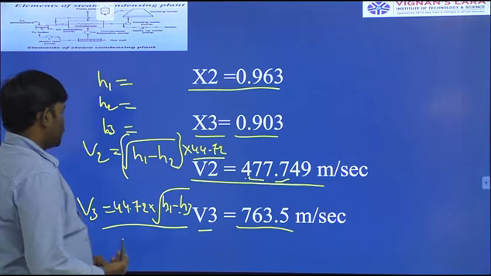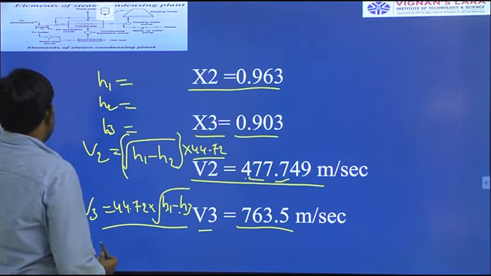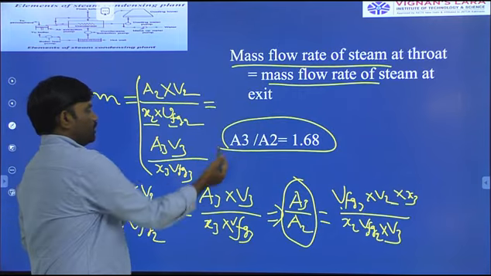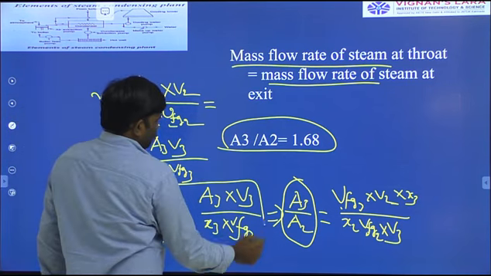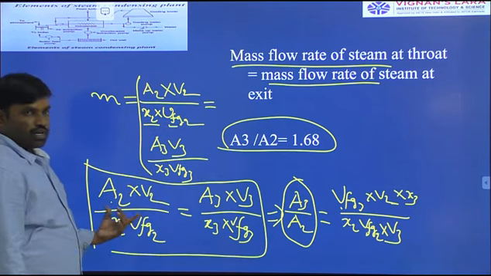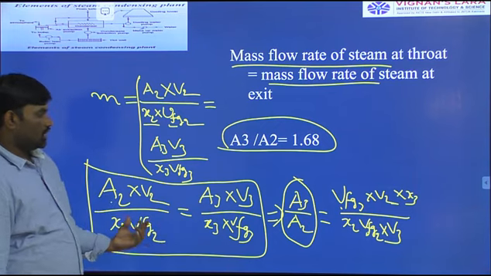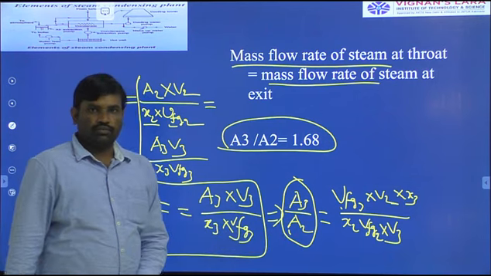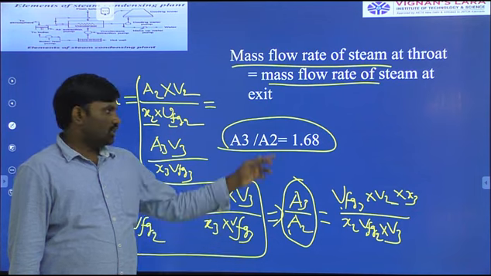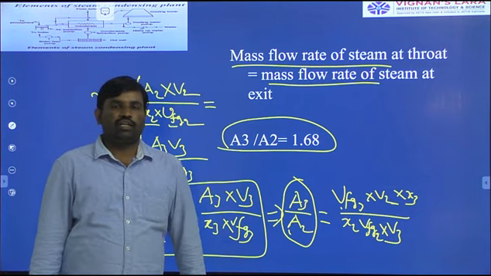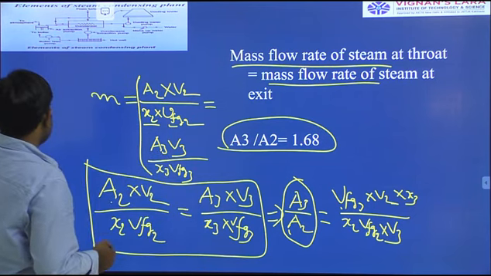And we have to find the ratio of cross sectional areas, that is A3 by A2. For that, we have to apply the mass balance equation. The mass flow rate at the throat section is equal to the mass flow rate at the diverging section. With this relation, you can easily evaluate the ratio of cross sectional areas at the diverging section and throat section, A3 by A2. That value is 1.68. In that manner, you have to solve the present problem. Let us see another problem in the nozzles.